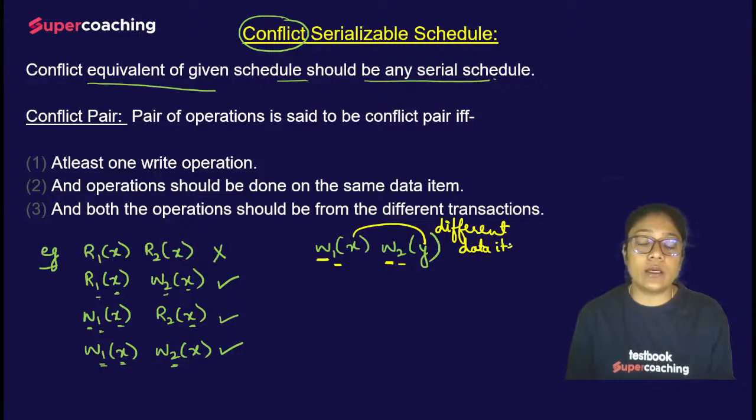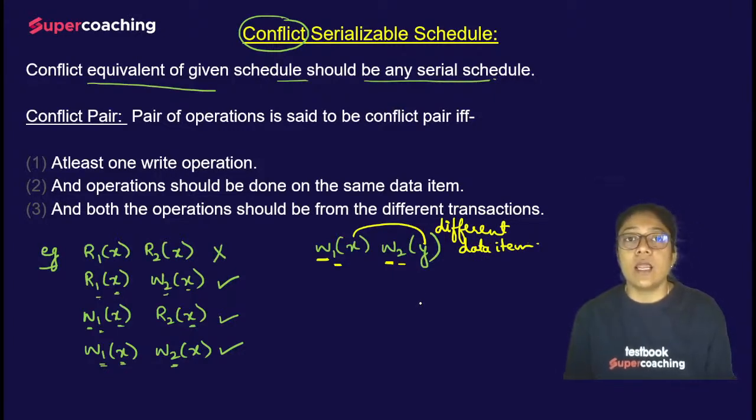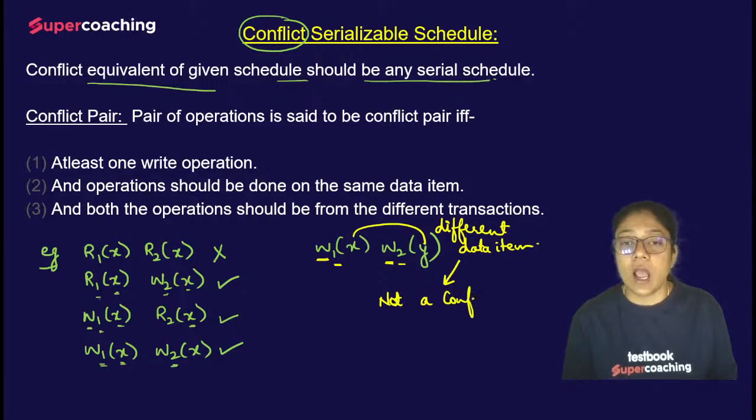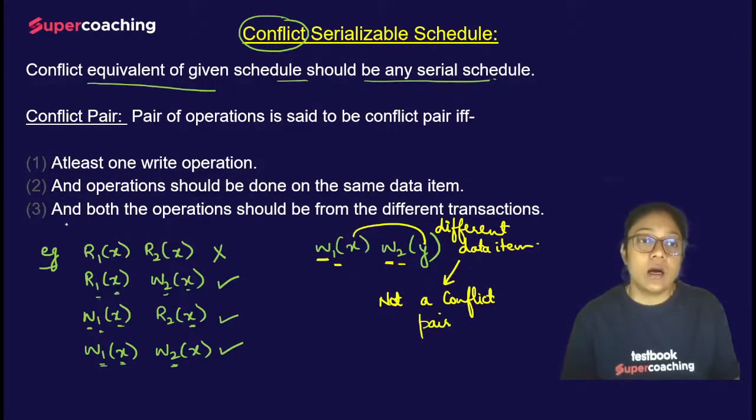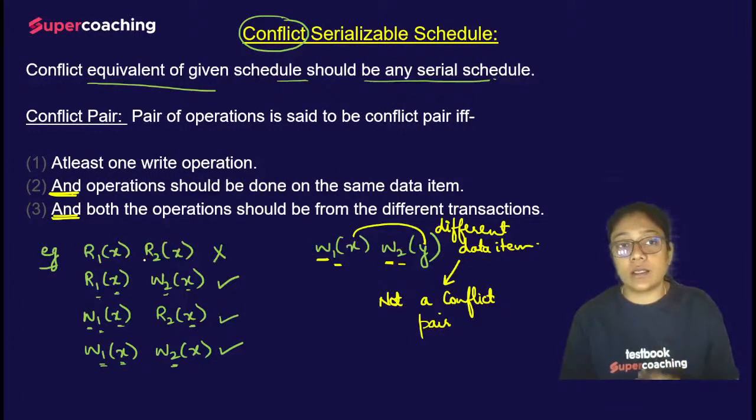I hope that you get the definition of the conflict pair. If you have got this, that means half of the concept is already over. So different data items, so not a conflict pair. आपने ऑब्जर्व किया होगा यहाँ पे जो मैंने कंडीशंस लिखी हैं, I have used the keyword AND, यानी कि ये तीनों कंडीशंस फुलफिल होनी चाहिए. अगर एक भी कंडीशन गलत है, then it's not a conflict pair.